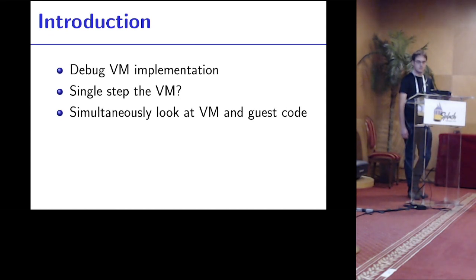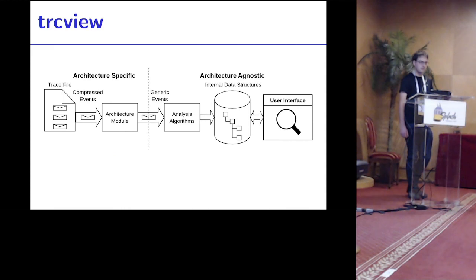We used an execution trace-based system, because once you used a time travel debugger, you never want to go back to traditional debuggers. And we use the trace view system. It's an architecture agnostic execution trace-based analysis system. And the idea is you record the execution trace of your virtual machine. There are many different ways how to do this. I won't go into detail, but the point is, once you have an execution trace file, you load it into trace view. And then there is an architecture module.